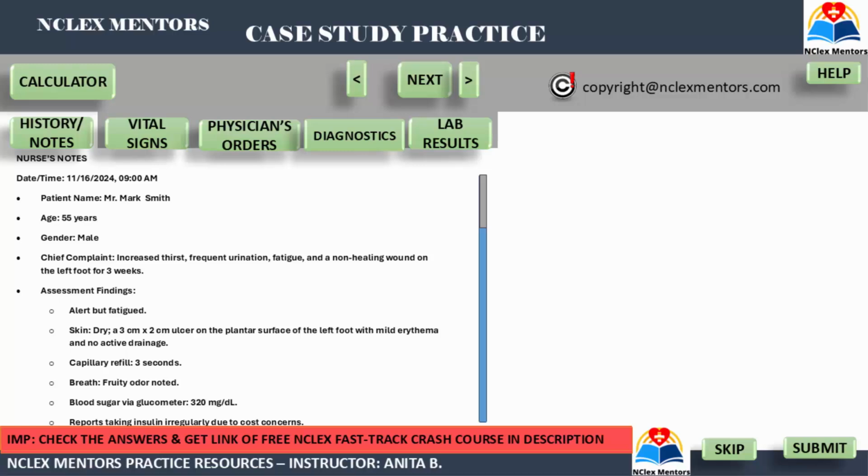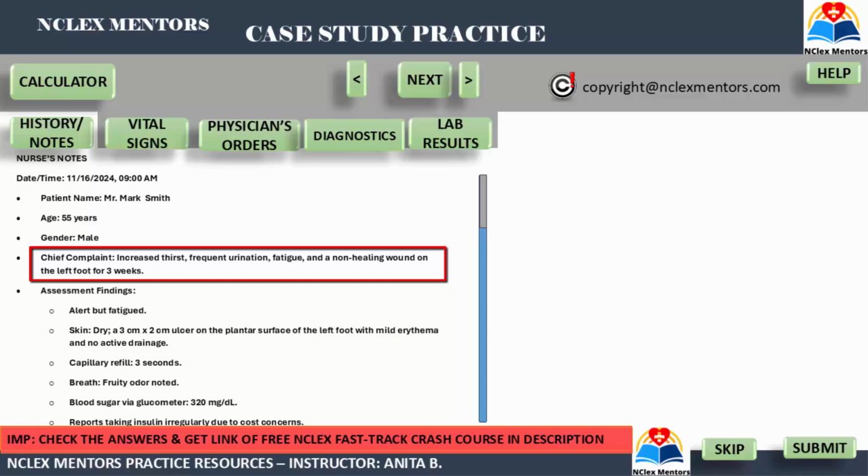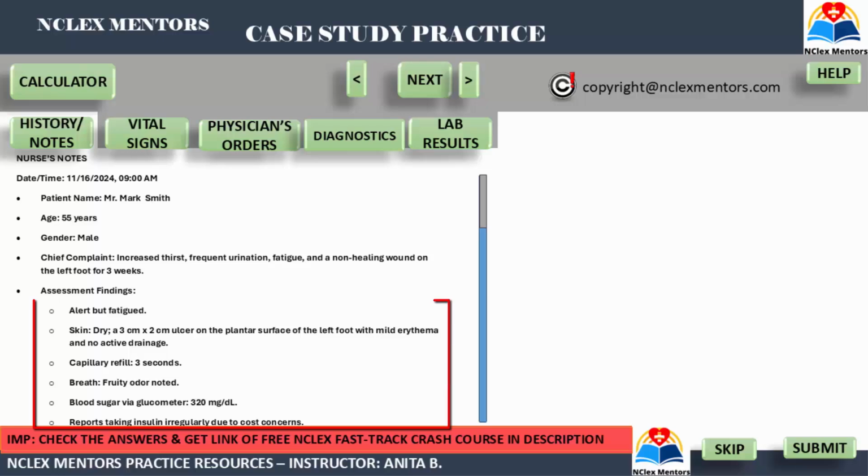In this tab of nurse's notes given here, the patient, Mr. Mark Smith, a 55-year-old male, presents with increased thirst, frequent urination, fatigue, and a non-healing wound on his left foot for the past 3 weeks. On assessment, he is alert but fatigued. His skin is dry, and he has a 3 centimeters by 2 centimeters ulcer on the bottom of his left foot with mild redness but no drainage. His capillary refill time is 3 seconds, and his breath has a fruity odor. His blood sugar is elevated at 320 milligram per deciliter, and he reports irregular insulin use due to cost concerns.